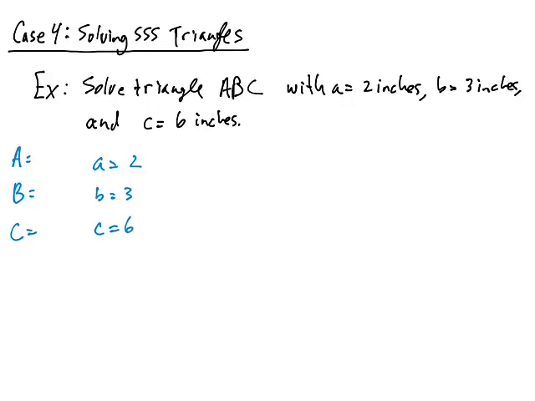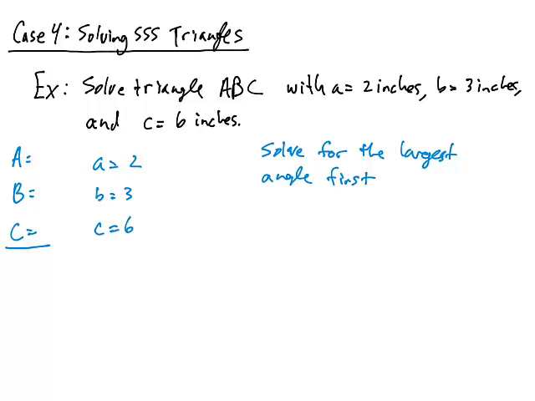Alright, so when we're solving a triangle when we have no angles, it's a good idea to solve for the largest angle first. And we know which angle is the largest, and that's going to be angle C, because the largest angle is always opposite the longest side.